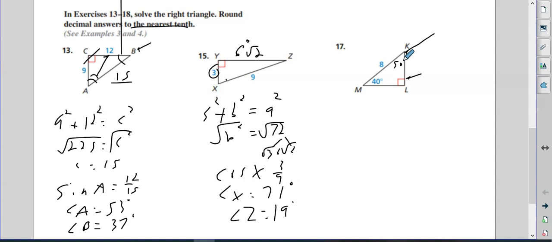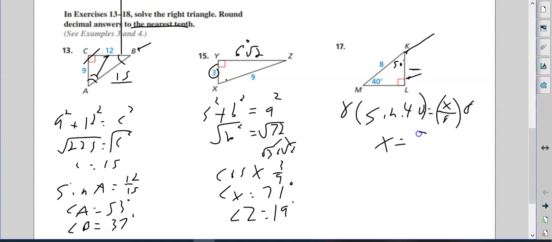So I'm going to try to find this side right here. I'm going to use sine. Sine of 40 is x over 8. We simply multiply both sides by 8. Type in 8 times sine of 40 in the calculator, and we get x equals 5.14.